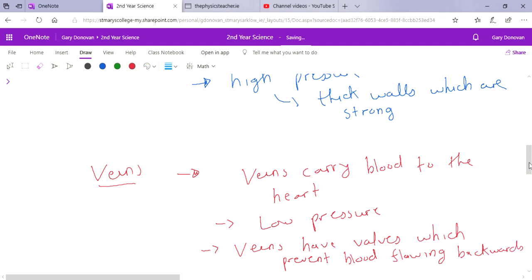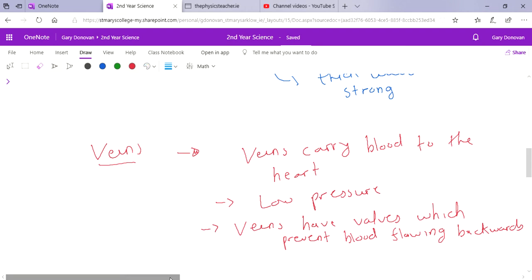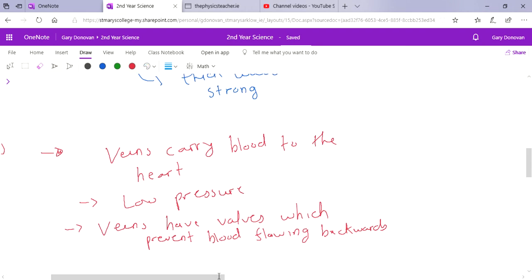And the reason the pressure is a bit lower in the veins is because the heart is pumping blood all around the body, but all the arteries lead away from the heart, so there's much more pressure there where the heart is pushing away. And because they've low pressure as well, it also means they have thinner walls, they're not as strong.